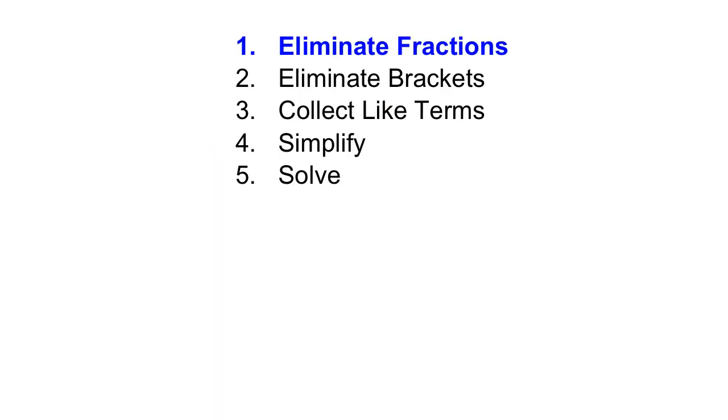Whenever I'm solving an equation, I follow these 5 steps. If there's fractions, eliminate them. I'll show you how to do that. Once you've done that, if there's brackets, eliminate the brackets. We've done that before. You do that by expanding. Once you have no brackets anymore, then you collect your like terms, simplify, and solve. So this is the general process that I'm going to follow every time I solve an equation going forward.